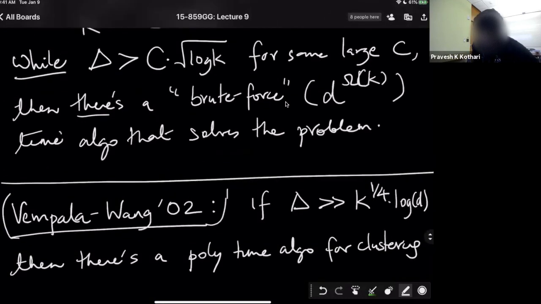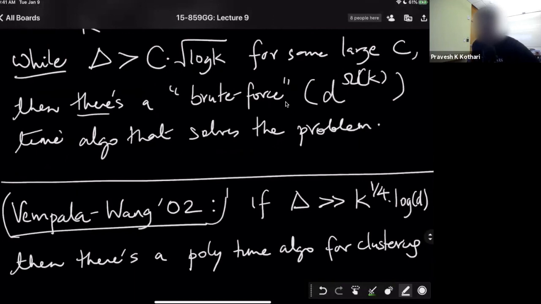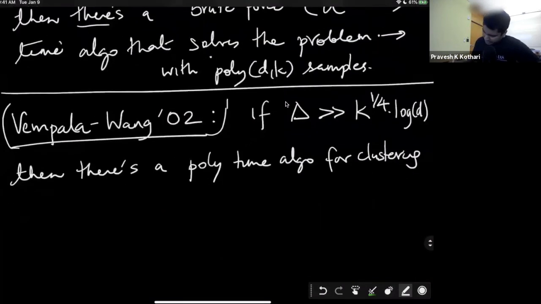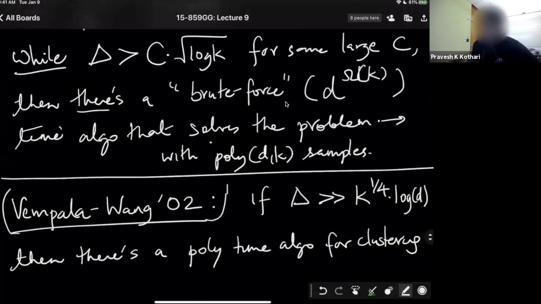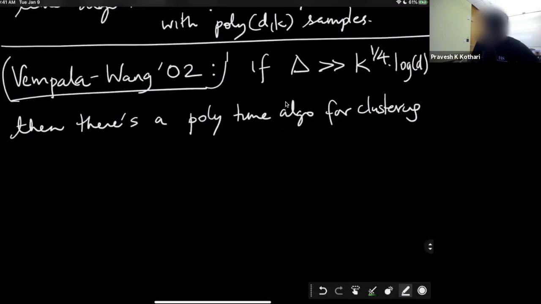And so, if you notice, this is exponentially bigger than the square root log K threshold that we found was somehow the right point at which we should be able to... I should have pointed out, the problem with polynomial many samples. Even though we know there is some atrocious running time, but polynomial in D and K sample algorithm that works when delta is much bigger than a constant times root log K. This result says that if you're much bigger than root log K, like K to the 1/4, then in fact there is a polynomial time algorithm.